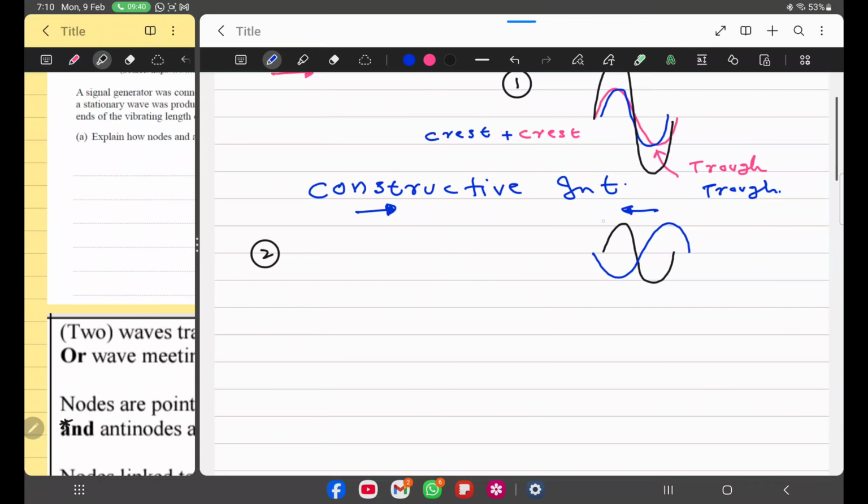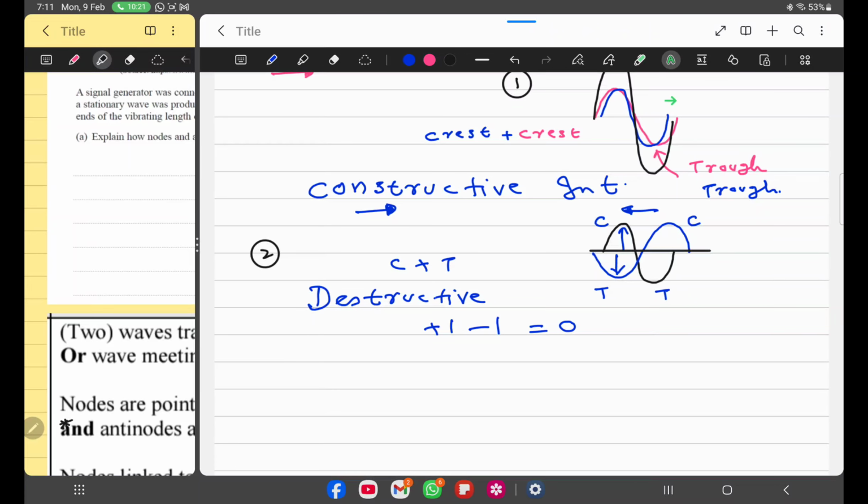But now you can see the crest of black lies on the trough of blue. The trough of black lies on the crest of blue. Crest on trough. This is called destructive interference. And in this destructive interference, this displacement is +1 and this displacement is -1. So their result is 0. And for 0, this is the resultant wave.